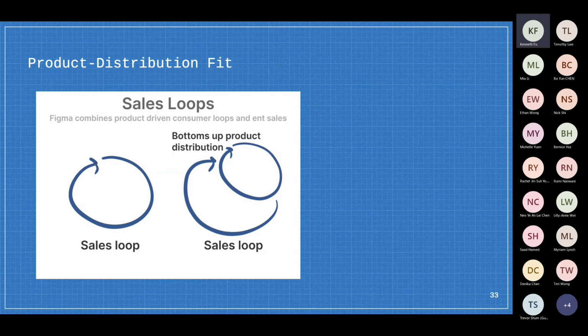This might sound really complicated, but truly it's just a simple sales loop that many other big companies use that really helps the product distribution fit really well, and it really combines product-driven consumption loops with enterprise sales. So yeah, this simple loop has really benefited and shaped a lot of Figma's growth.